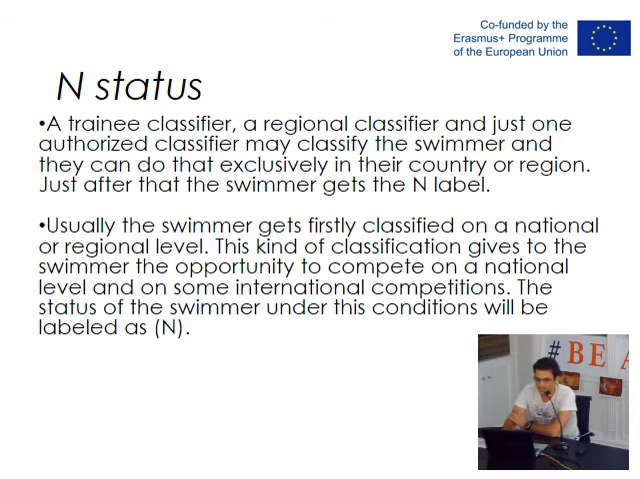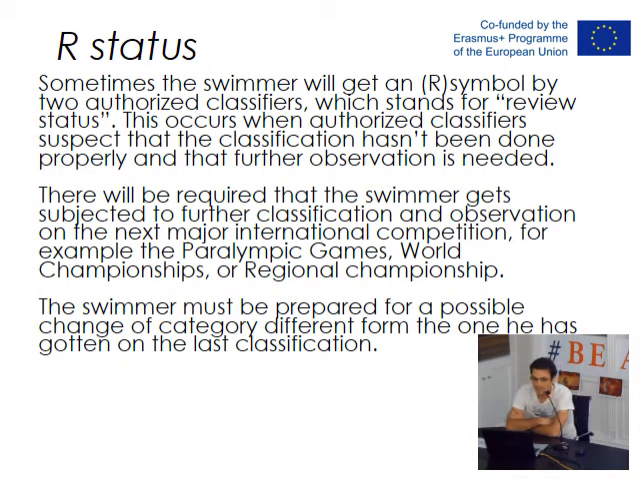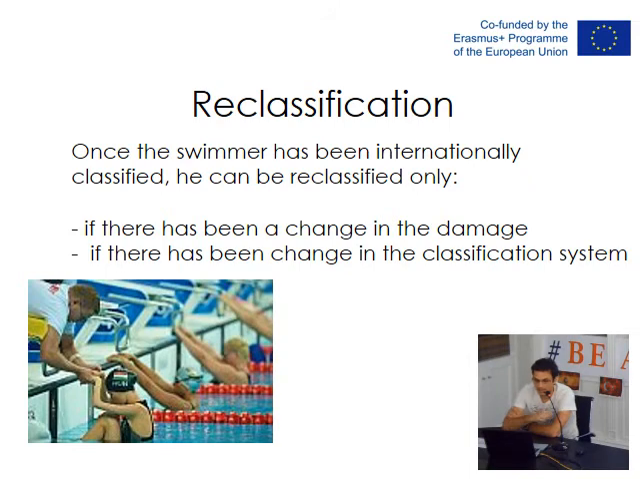That's N. C status, sport class status confirmed, is assigned to an athlete who has been evaluated by an international classification panel, which has determined that the athlete's sport class will not change. And R status, which stands for review status, is given by two authorized classifiers. For example, we give R status to young athletes or to those with some chronic disease. Every swimmer can be reclassified. Once the swimmer has been internationally classified, he can be reclassified only if there has been a change in the impairment or a change in the classification system.